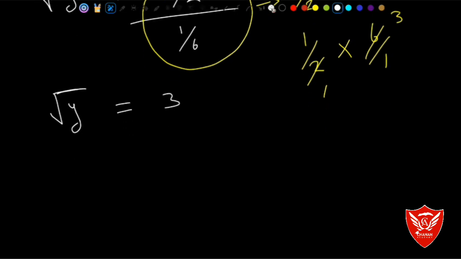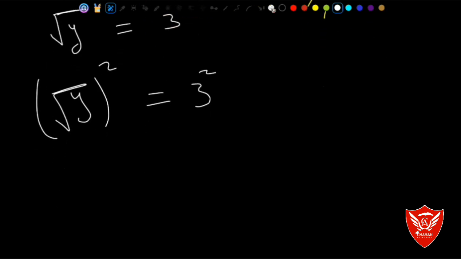Now remember, we're looking for y, not root y. So for us to be able to cancel out this root, we take the square of both sides. So to take the square of both sides, we have root y squared equal to 3 squared. And then the square and the square root cancel out. Then we have y equal to 9. So our y is 9.